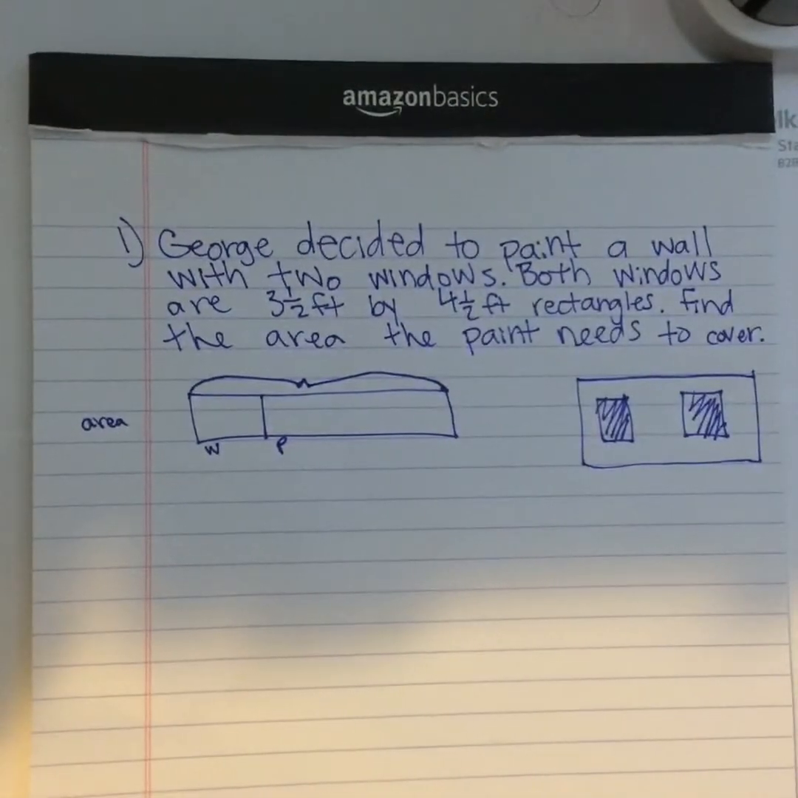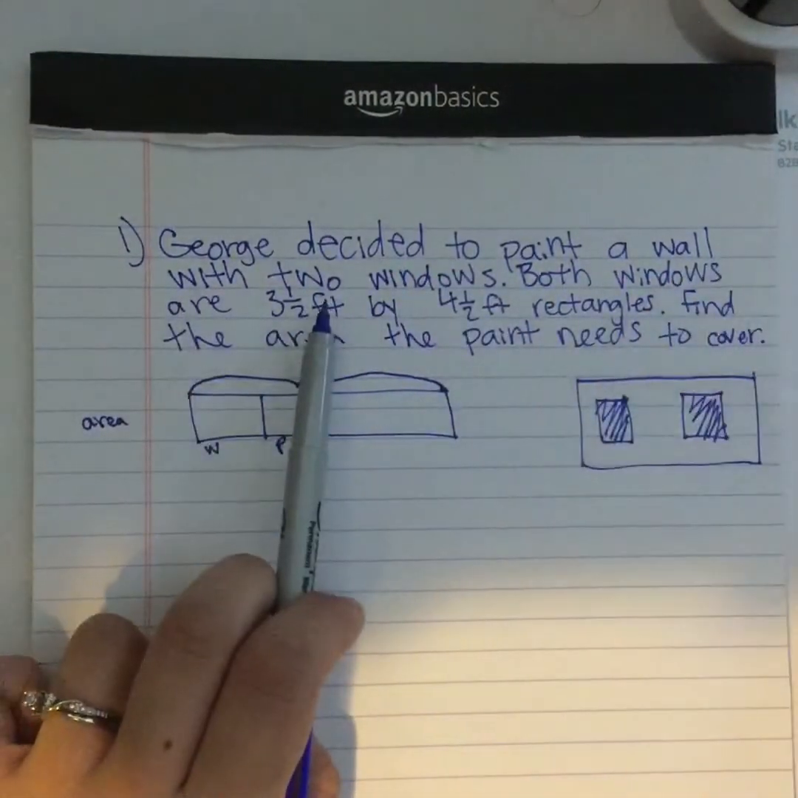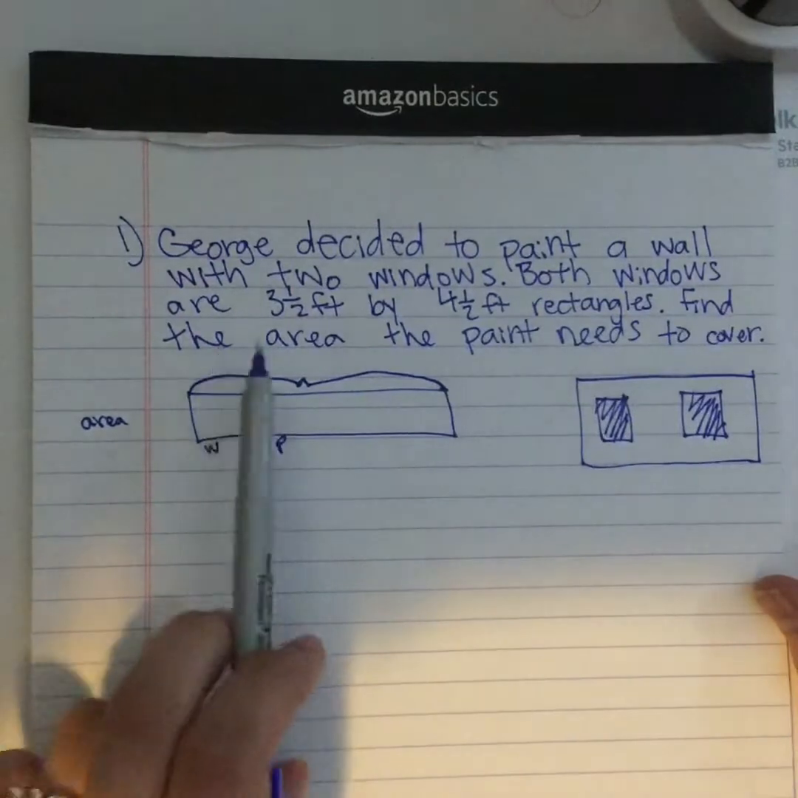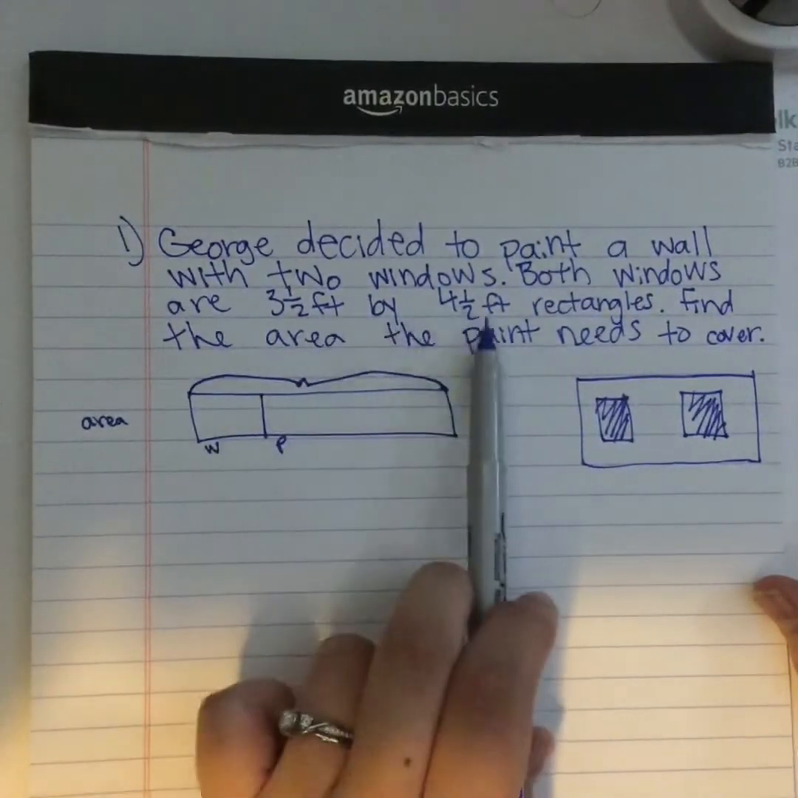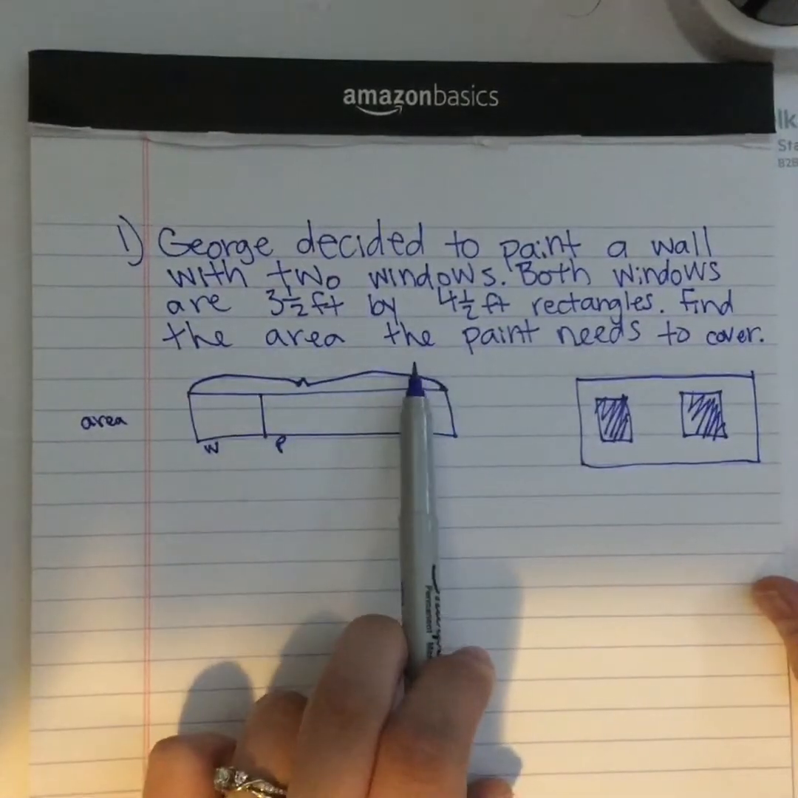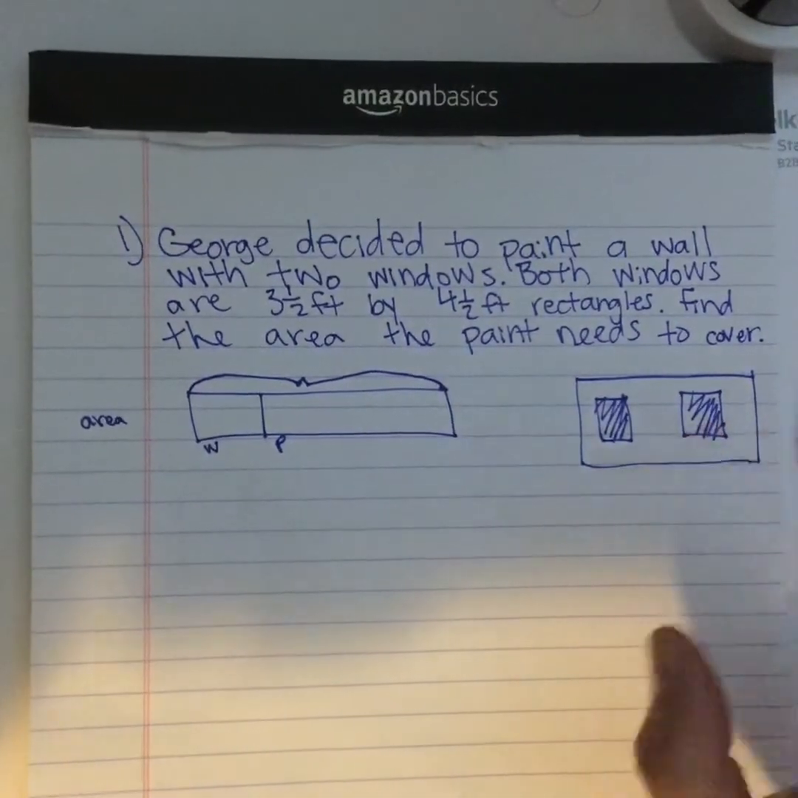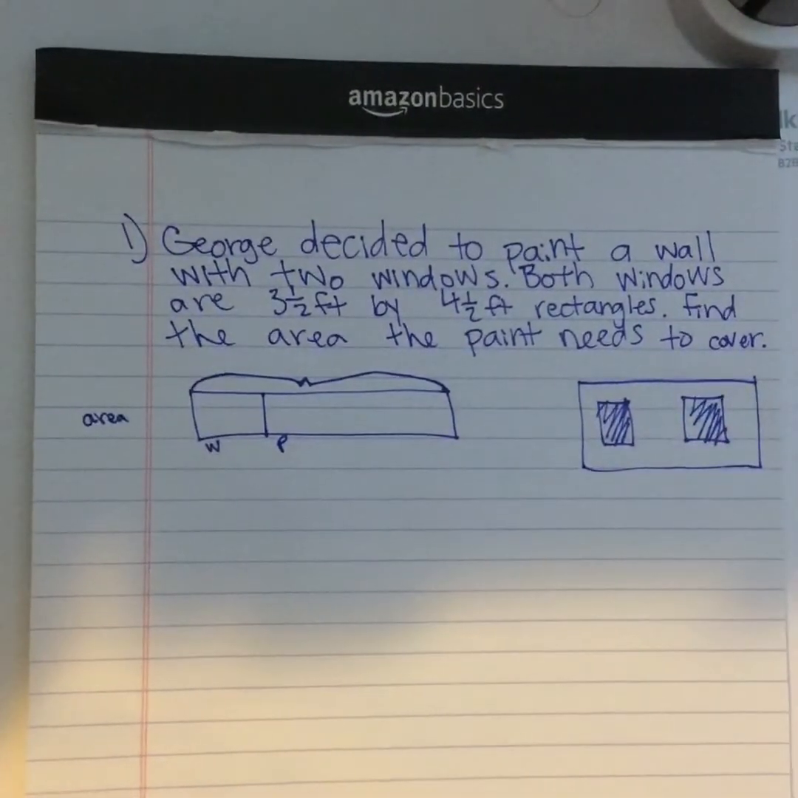We always want to start by reading the problem. George decided to paint a wall with 2 windows. Both windows are 3.5 feet by 4.5 feet rectangles. Find the area the paint needs to cover. When I'm thinking about painting a wall, we definitely want to miss the windows. We don't want to paint on top of the windows.